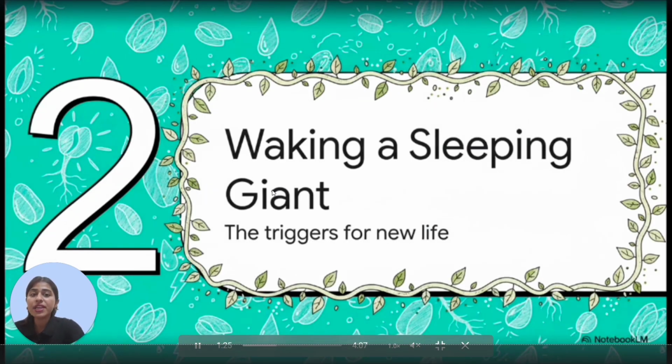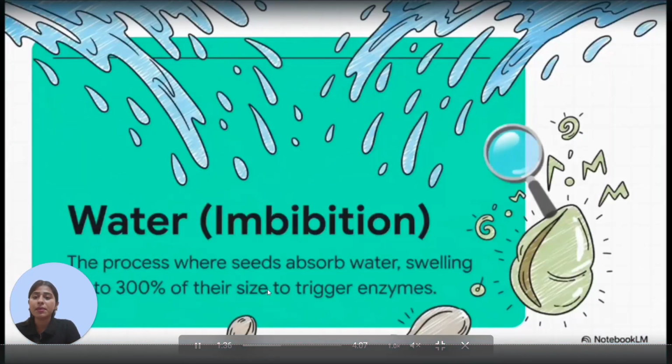The second thing is waking a sleeping giant. So here the sleeping giant refers to the seed. So how does this sleeping giant wake up? It is by the process called imbibition. Imbibition is when a seed absorbs tiny droplets of water. The hard coat absorbs the water, swells and breaks down. It is the process where the seed absorbs water, swelling up to 3000% of its size, to trigger enzymes. So this water imbibition helps in breaking down the seed coat so that the seed can germinate.